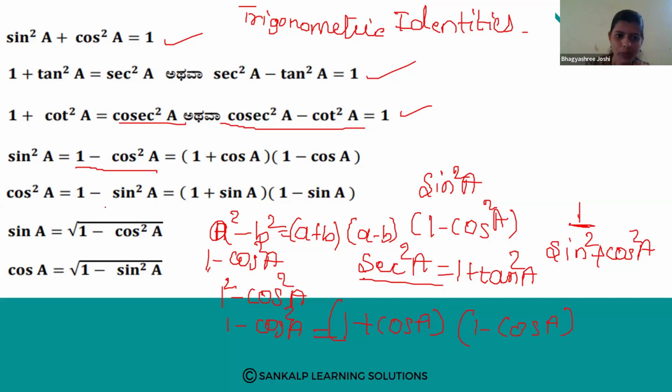Okay, next. cos square A means it is 1 minus sin square A. Again, it is 1 plus sin A into 1 minus sin A.